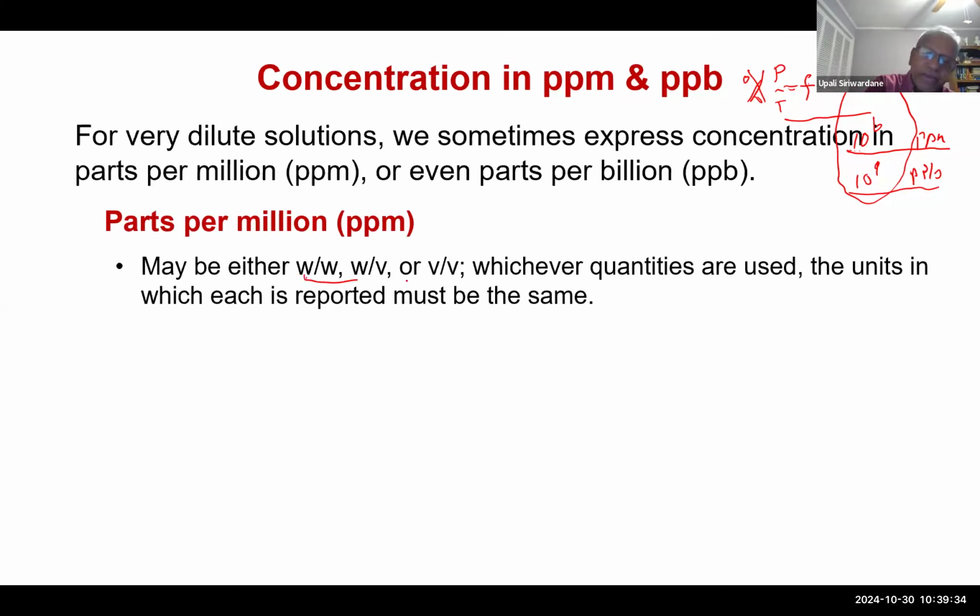You can use the fractions we talked about in the previous slide: weight by weight, weight by volume, volume by volume. These could be multiplied by 100 to get the percentage. If these fractions are multiplied by 10 to the 6, you get ppm. 10 to the 9, you get ppb.